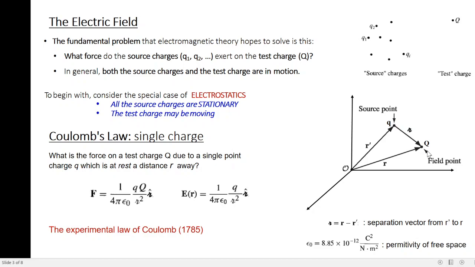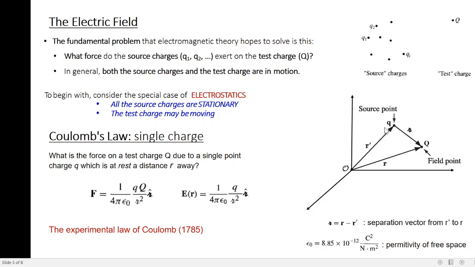Now the point at which we want to measure the field, this is the test point or the field point, and that is characterized by this position vector r, and finally the distance between the source and the field point, that is this r vector.